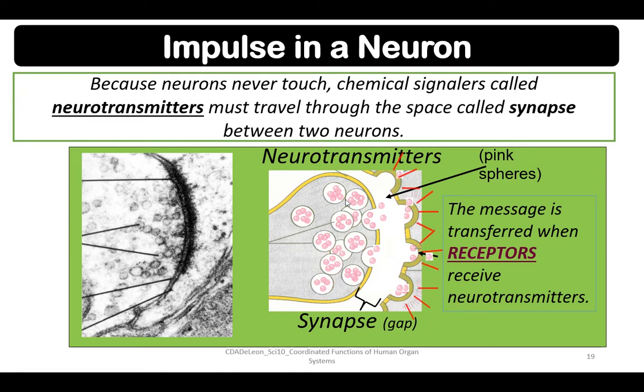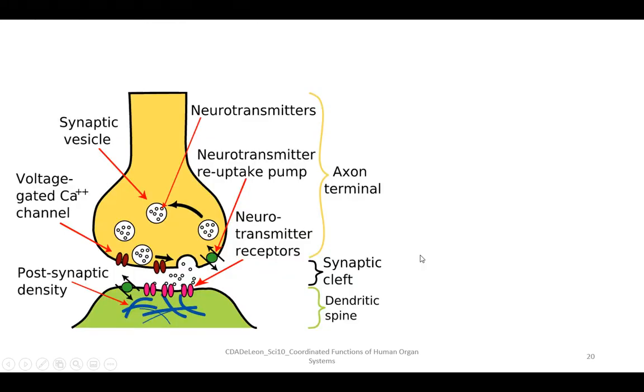So, look at this one. Nakita niyo naman sa prior slide, ito yung gap na yon, no? Sa dulo ng presynaptic terminal, naglalabas ng neurotransmitters sa pamamagitan ng mga vesicles. At nagta-travel papunta sa postsynaptic terminal. Nakikita yung mga pink spheres, yan yung mga neurotransmitters na tinatawag.